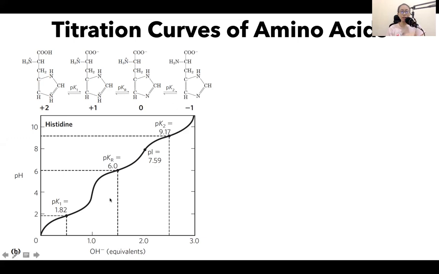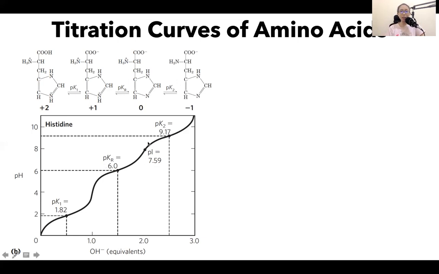In the case of histidine, the three structures are very different from each other. So we have the carboxyl group, the amine group, and this cyclic chain. That is why we can see the pK values are more spread apart from each other. And we can see the equivalence points in between these pK values.